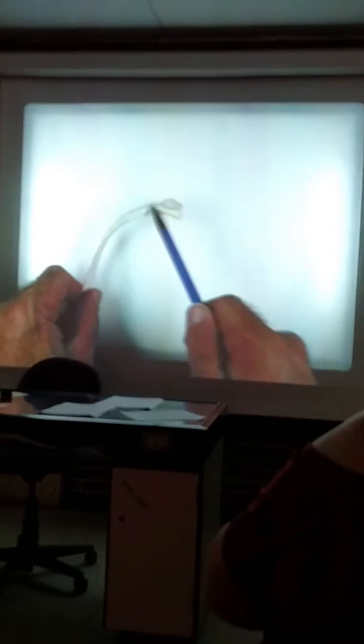Now, the blunt end is the end that goes to the sternum. This is the sternal end right here. That's the blunt end. This end is the end that goes to the vertebrae. And it touches the vertebrae twice. It touches the vertebrae like this.